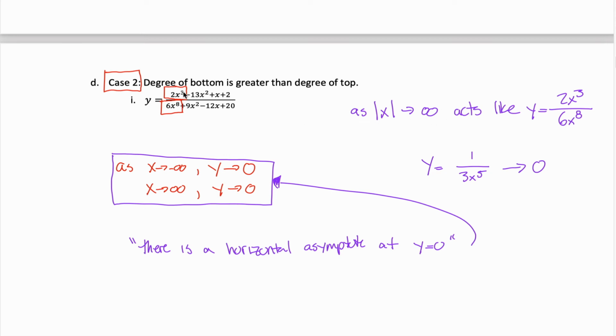You do the same argument where you only look at the leading terms, but now when you simplify things, you end up with a constant up top and x's down in the denominator. And what that means is that when the x gets really large, this fraction is going to be some small number divided by some large number. And when you have fractions where the top is small and the bottom is large, they get really close to 0. So in case 2, we'll always have a horizontal asymptote at 0.